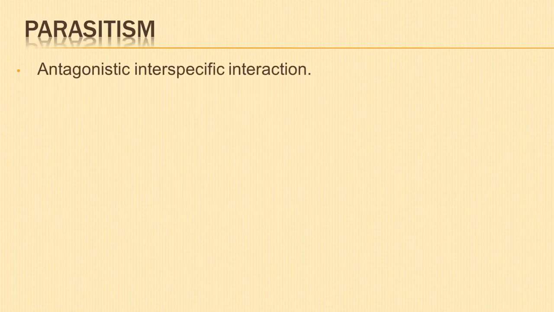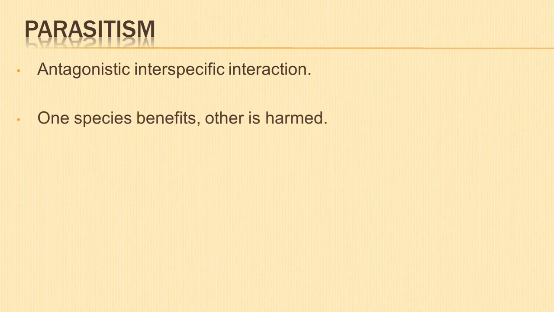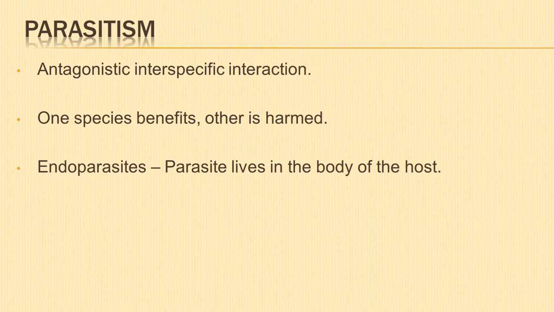Next, we come to parasitism. It is a type of antagonistic interspecific interaction in which one benefits at the expense of the other. The smaller one is called the parasite. It derives food and takes shelter in or on the body of the larger partner called host. Different types of parasites are: 1. Endoparasites. The parasite lives in the body of the host. Example, Entamoeba histolytica, a protozoan, lives in the human intestine and causes amoebic dysentery.